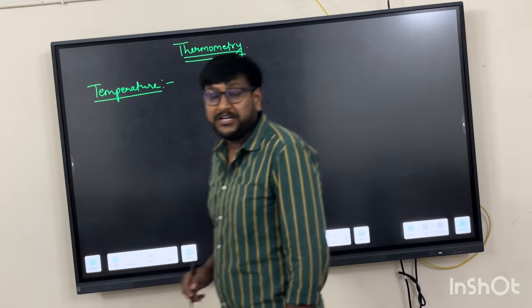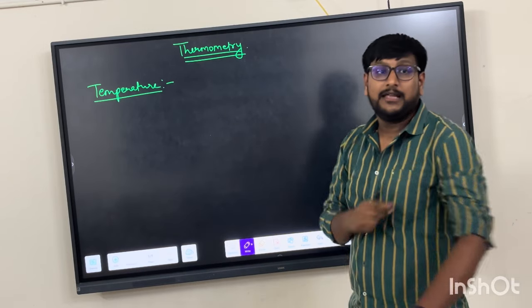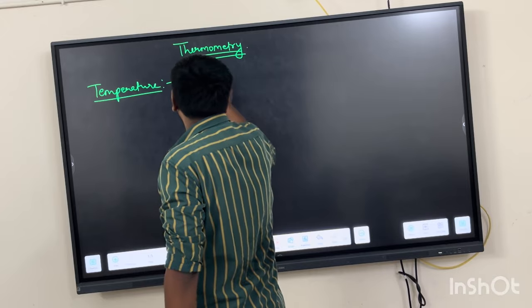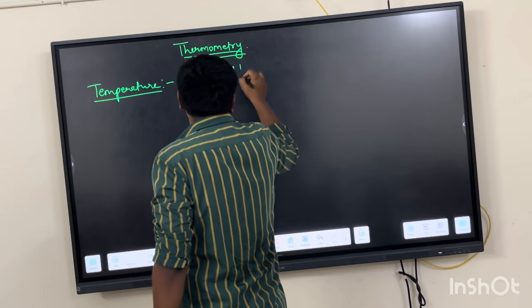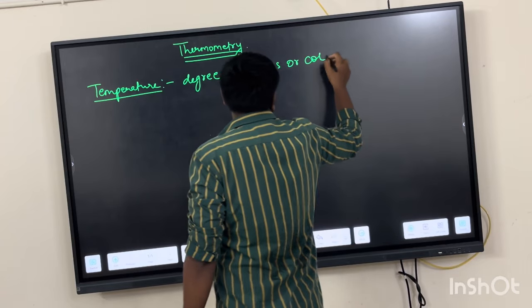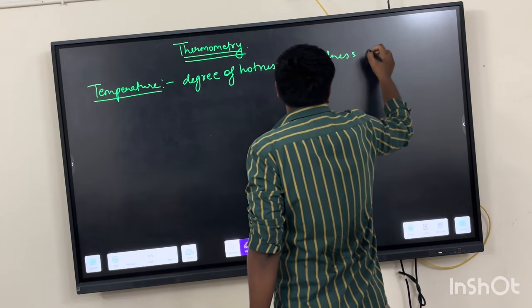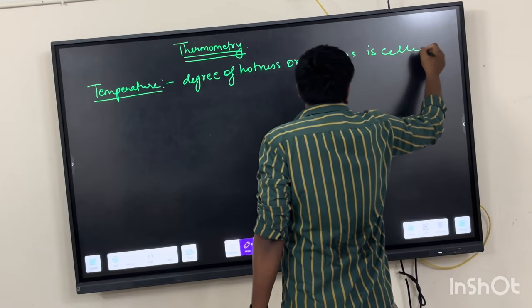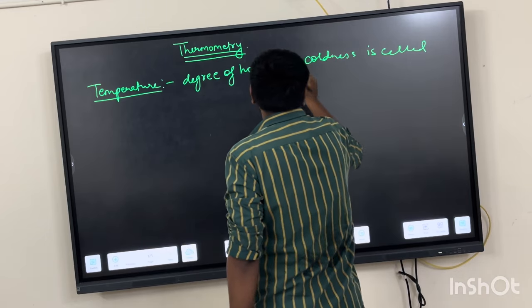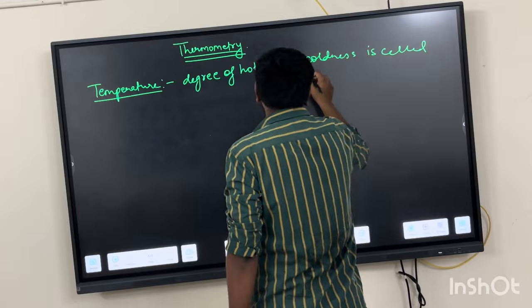What is temperature? If we define it, what is temperature? So temperature is basically you can say the degree of hotness or coldness. Degree of hotness or coldness is called temperature.